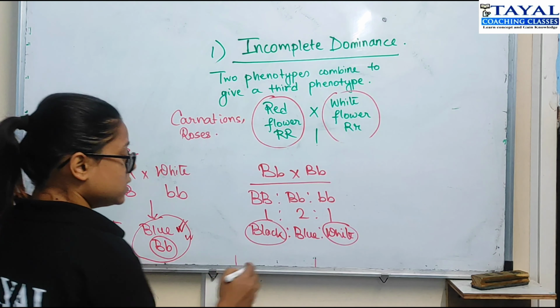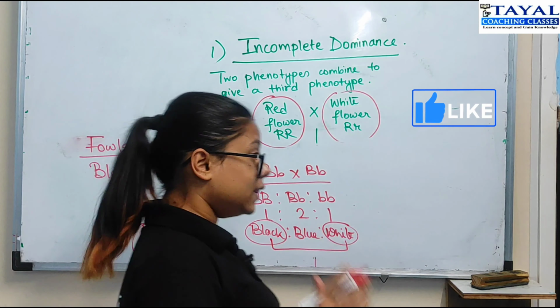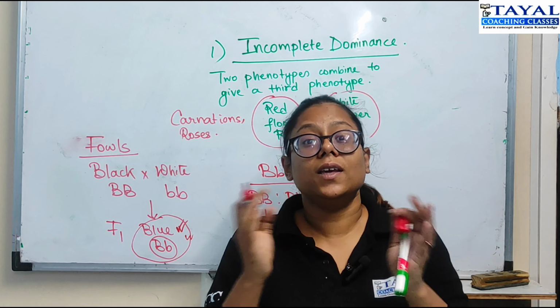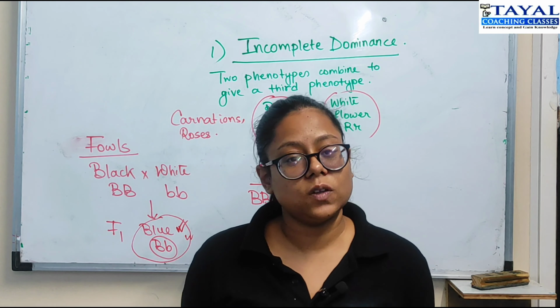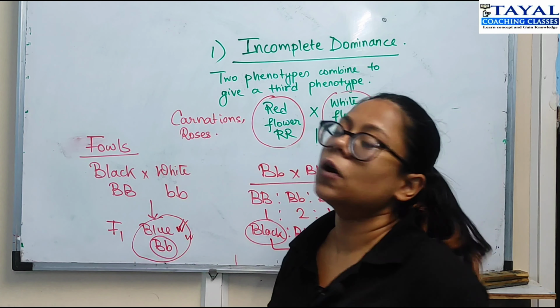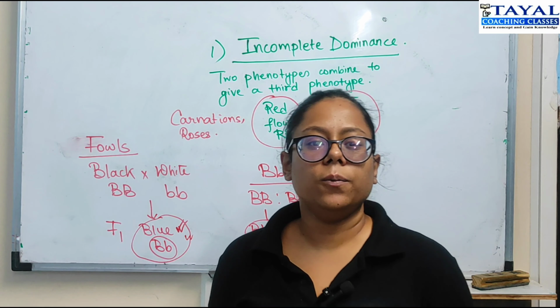And then what they did was they again started crossing blacks and whites, and they figured that crossing a black and a white gives a blue 100% of the times. And that's when they started understanding the concepts of incomplete dominance. So I hope this was clear.